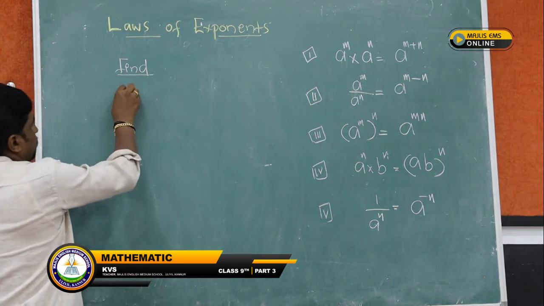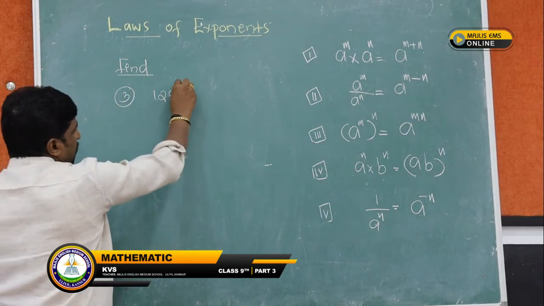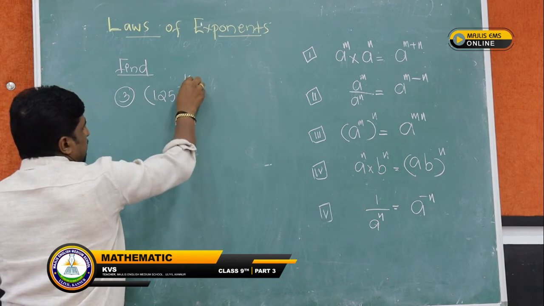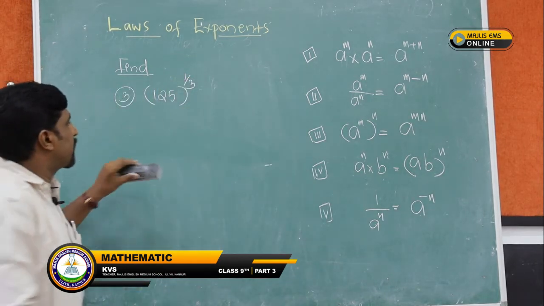Next, the third one: 125 all raised to 1 by 3. Okay, we can.